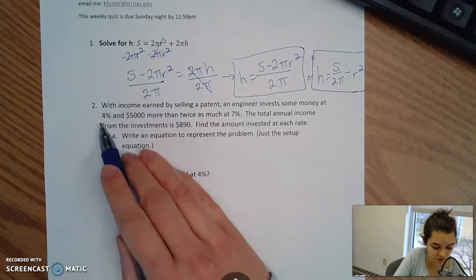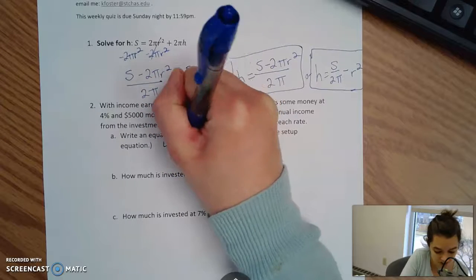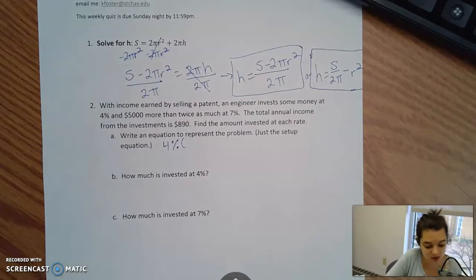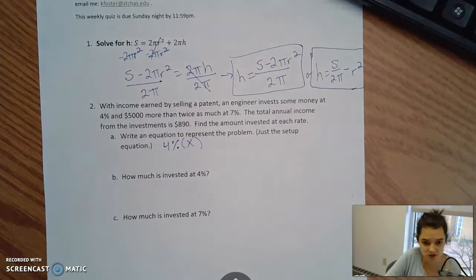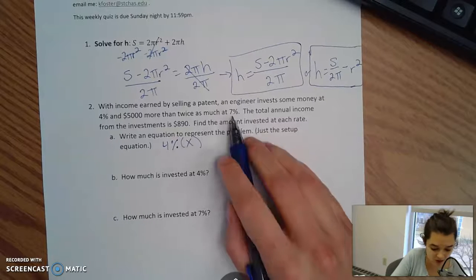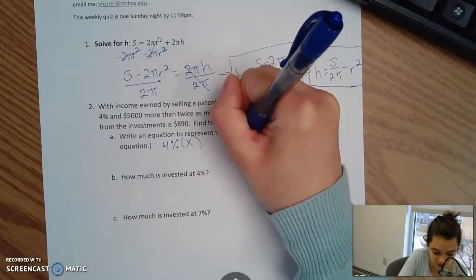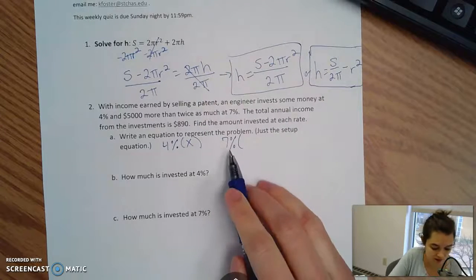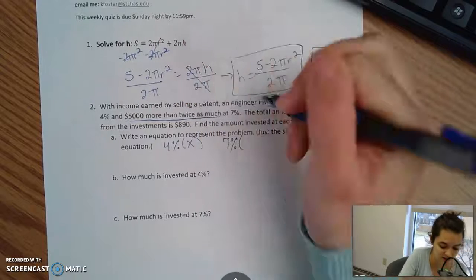So the rate for the 4% is 4%. The principal, or how much money am I investing in that account? We don't know it yet, so that'll be our variable, that'll be x. Okay? And that's how much interest you're getting from the 4% account. The interest from the 7% account, we're going to do the same thing. So we have the rate, which is 7%, times our amount.